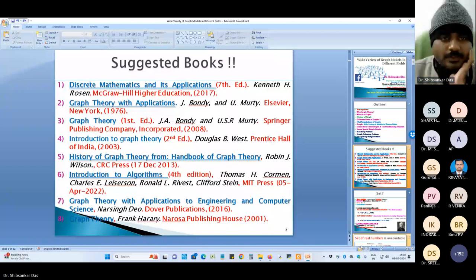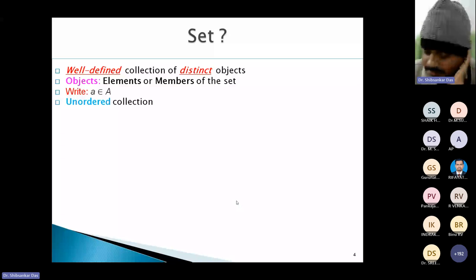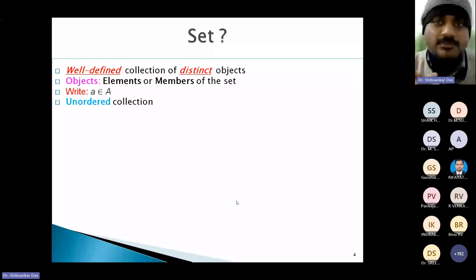So first we need some definitions from set theory quickly, because I hope all of us know: a set is a collection of well-defined, distinct objects. This has to be a distinct object. Okay.